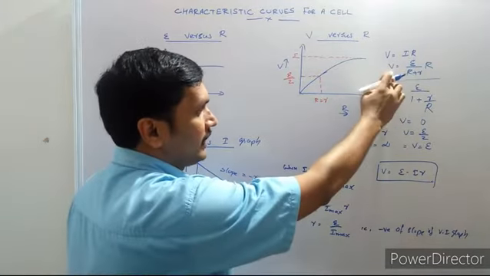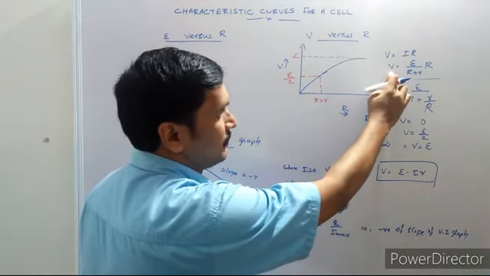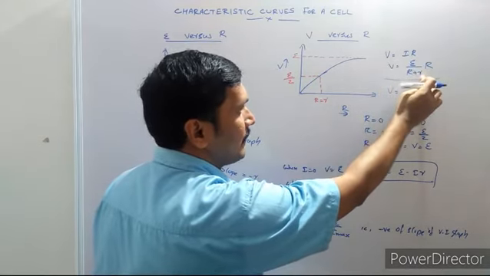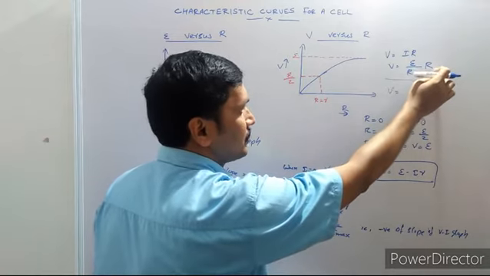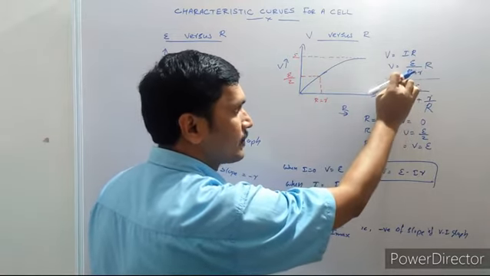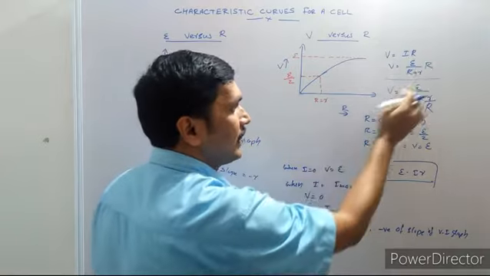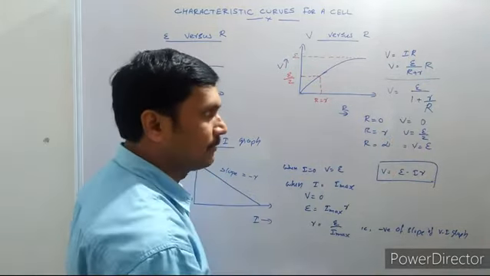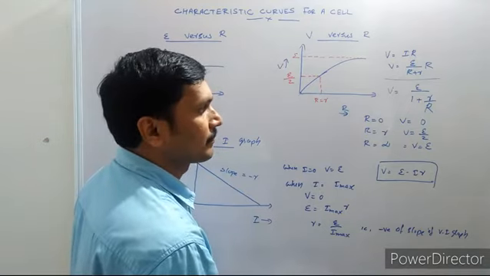Now we are rewriting this equation as V is equal to, instead of I, we write E by (R plus r), into R. Taking one R outside and cancelling, V is equal to E by (1 plus r by R).